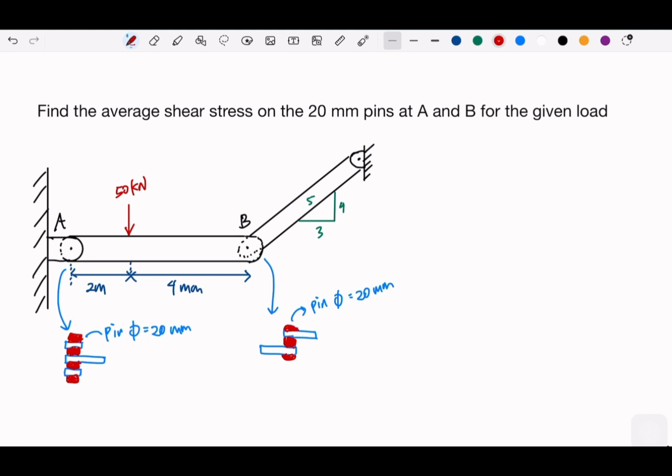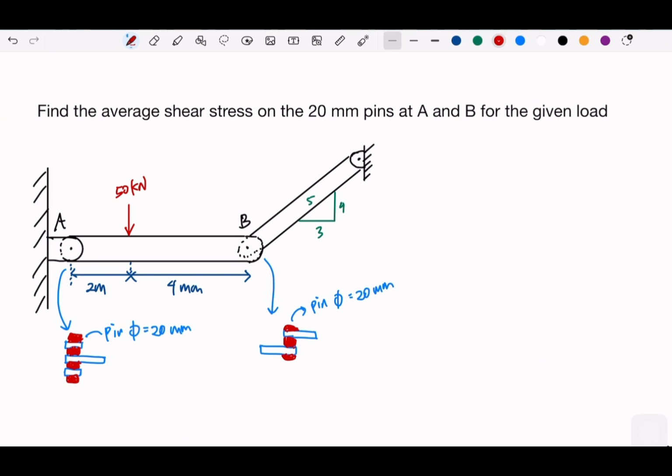Find the average shear stress on the pins, on A and B. So A and B are going to be pins. And if you see, we have the pin for A that is diameter 20 millimeter. B also has the same diameter, 20. And you see that it has differences in how it's going to be jointed. Imagine that the red one here is the bolt, and this is the splice. This is the splice. This is, let's say, the bolt, or maybe jointed with some other technique.